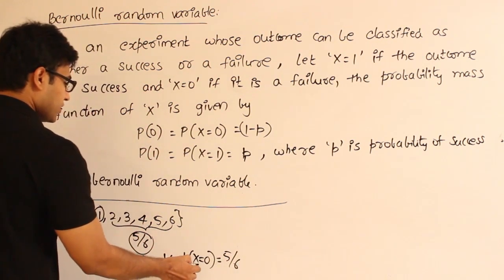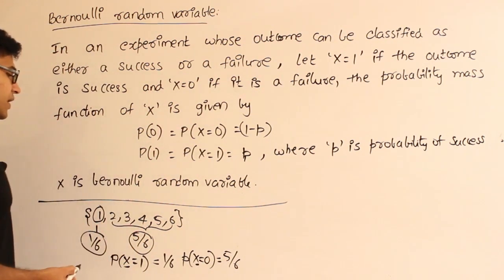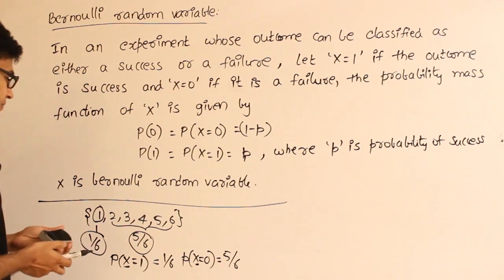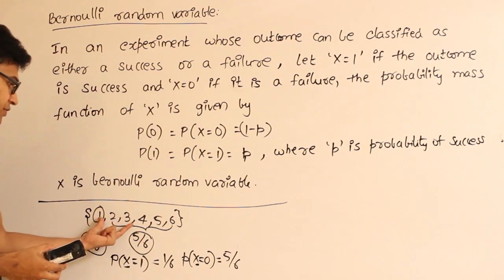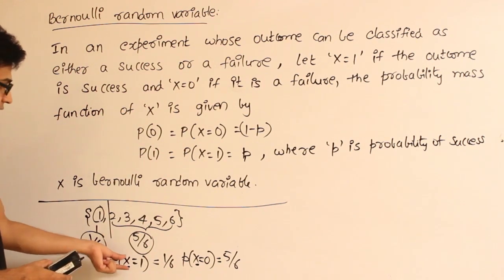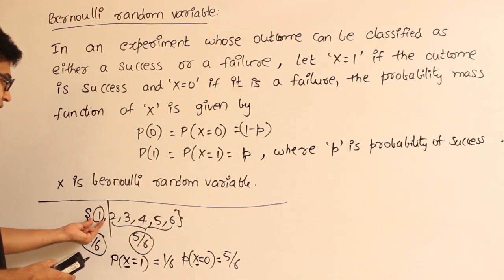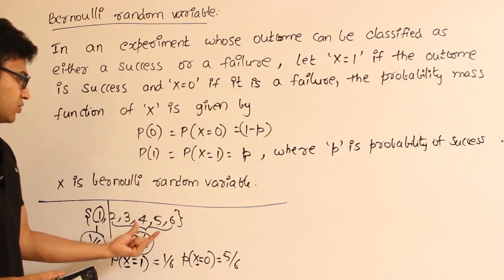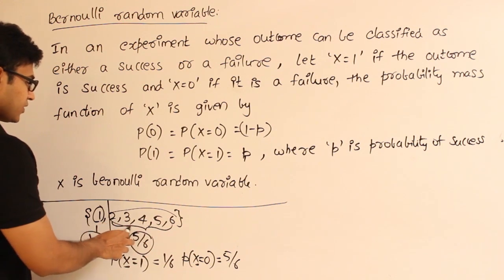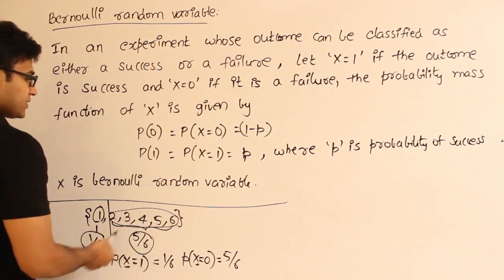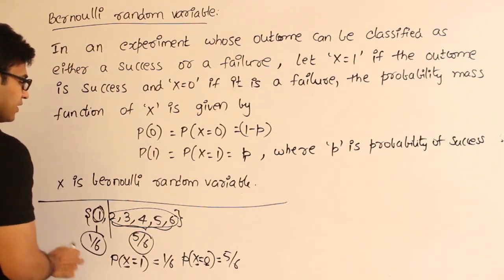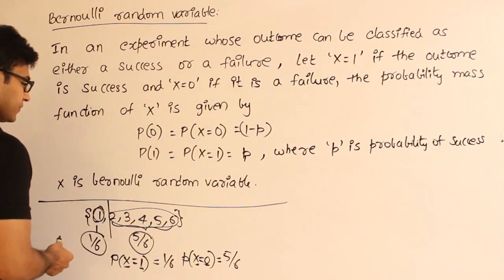Now this random variable capital X is called a Bernoulli random variable. So what does it mean? In any experiment, you should be able to divide the outcomes into two parts: one is success and the other is failure. Capital X equal to 1 means you have succeeded. Capital X equal to 0 means you have failed. For the entire event of getting all these other numbers, the random variable will take the value 0, and for this value, the random variable will take the value 1.